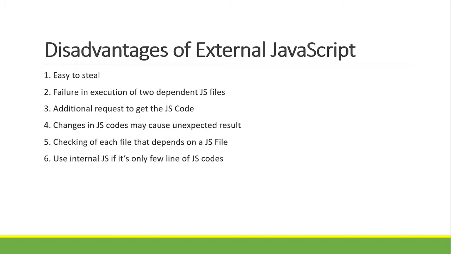Third one is additional request to get the JS code. So, this is in a web. Nagkakaroon ng additional request sa HTTP to retrieve your JS code. Fourth one is changes in JS code may cause unexpected result. So, like in number 2, kapag meron tayong two dependent JS file, and then binago natin yung isang part sa isang JS file natin, it can result also sa failure or unexpected result. Fifth one is checking of each file that depends on a JS file. To prevent the number 2 and number 4 disadvantages of external JavaScript, kailangan natin lagi i-check yung mga JS files natin.